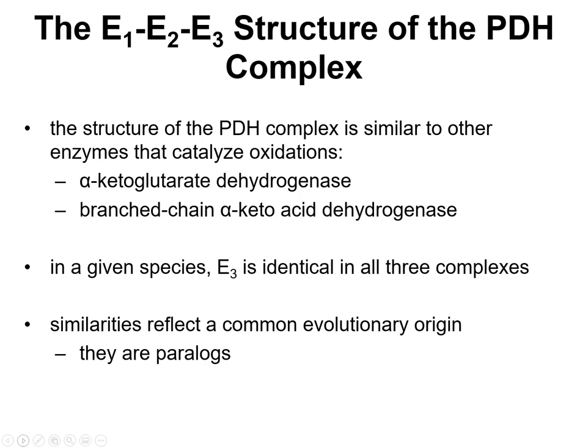The structure of the PDH complex is really similar to other enzymes that catalyze oxidations. So we're going to talk about alpha-ketoglutarate dehydrogenase. That is a complex within the citric acid cycle, so stay tuned for that one. The branched chain alpha-keto acid dehydrogenase, we're not going to talk about in this lecture. In a given species, the E3 enzyme is the same in all three of these complexes, PDH and both of the dehydrogenase complexes that I just mentioned. Their similarities definitely reflect a common evolutionary origin, and they're paralogs.